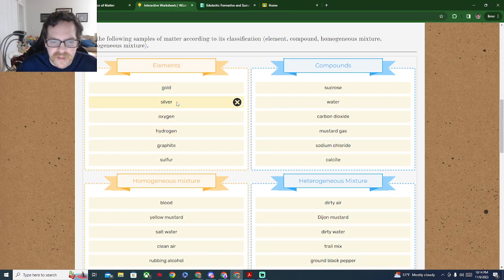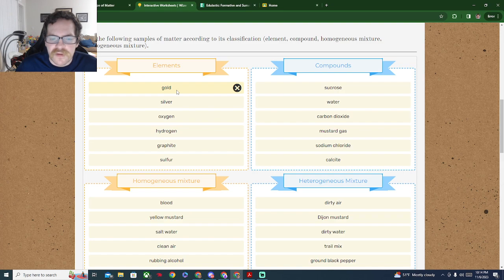So first we have elements. Elements are anything that can be found on the periodic table of elements, as only one thing. However, it might not always be the name that matches. Gold, silver, oxygen, hydrogen, sulfur are all elements that you can find directly on the table.